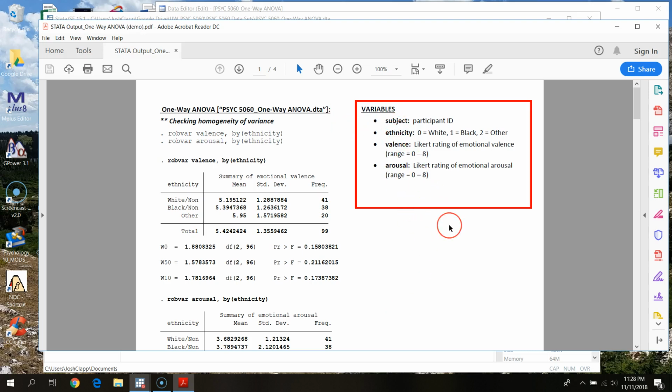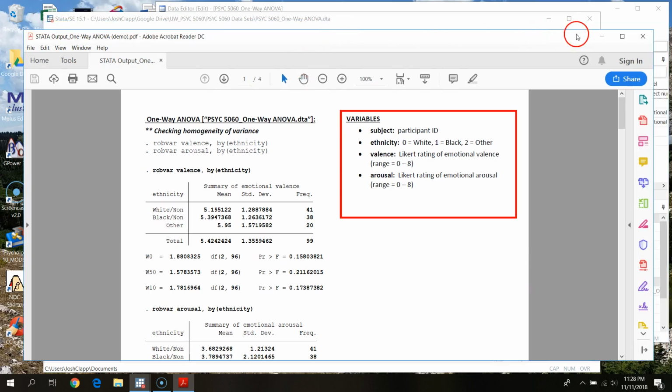Remember that what we're doing is we're looking at whether or not we have group differences in ratings of valence and arousal to an amusing film that we're wanting to use as an experimental stimulus, but wanting to see whether or not this is going to be a valid stimulus in a more diverse group of participants. So we've got people who we've categorized into white non-Hispanic, black non-Hispanic, and then a suboptimal other category, but then looking at differences across these groups.